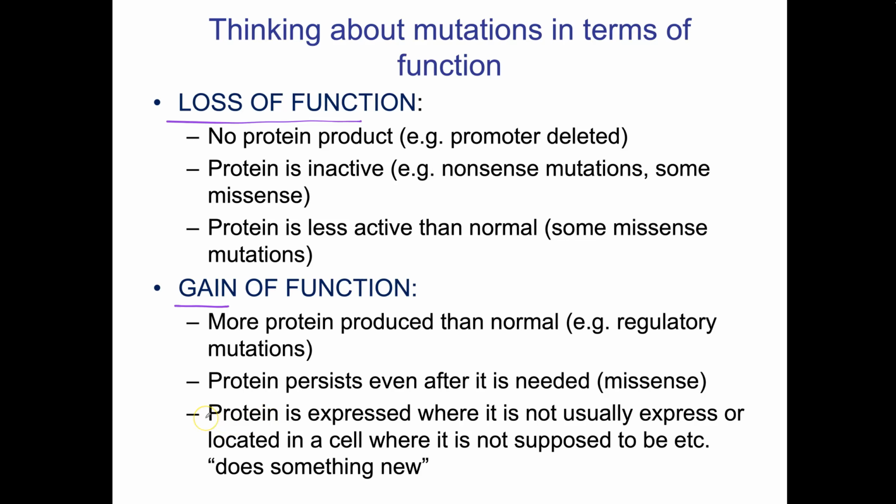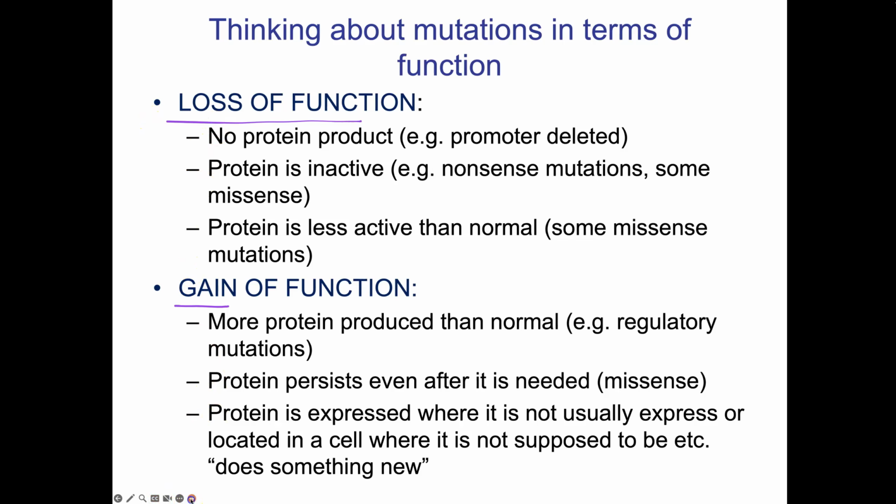And then proteins can also be expressed where they're not usually found, or turned on in the digestive system when they're supposed to be active only in the lung, for example. Or the protein is supposed to be found in the nucleus, but now it's in the cytoplasm of the cell. So it's in the right tissue, but it's not in the right place in the cell. And maybe it's interacting with other proteins and doing something it's not supposed to be doing. Yeah, and so those are the general categories.